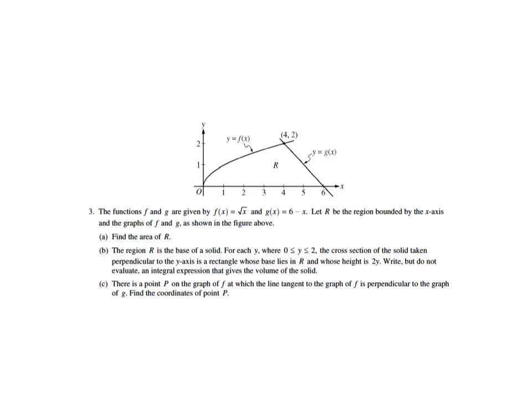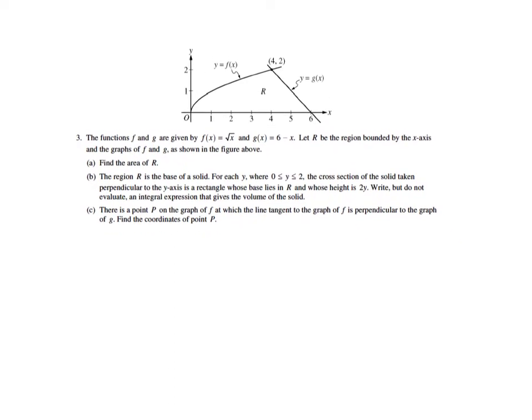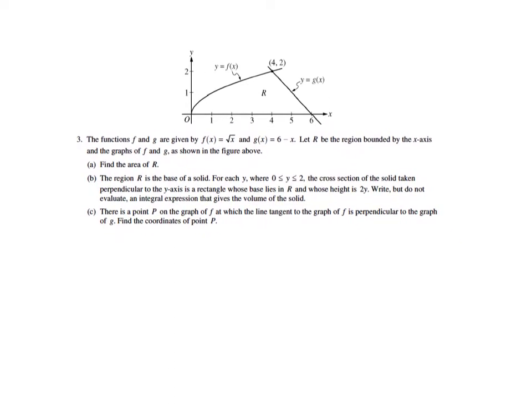Now in part B, they say the region R that we just found the area of is the base of some solid. And for each y, where y is in between 0 and 2, the cross-section of the solid taken perpendicular to the y-axis is a rectangle whose base lies in R and whose height is 2y. Write but do not evaluate an integral expression that gives the volume of the solid.